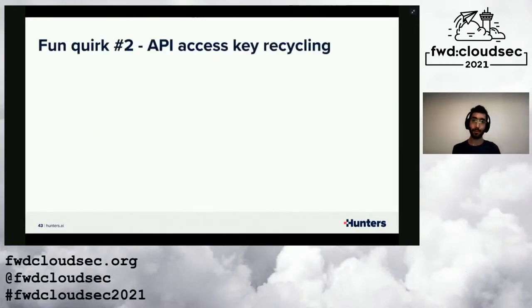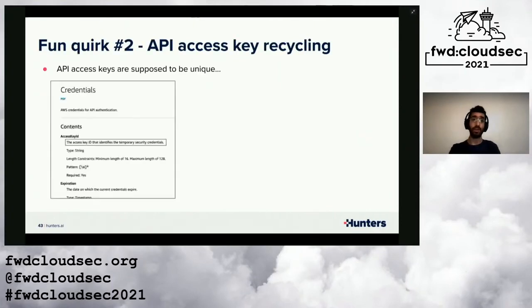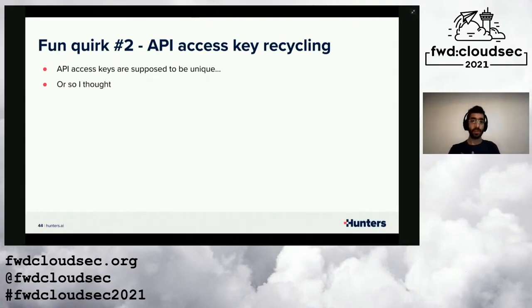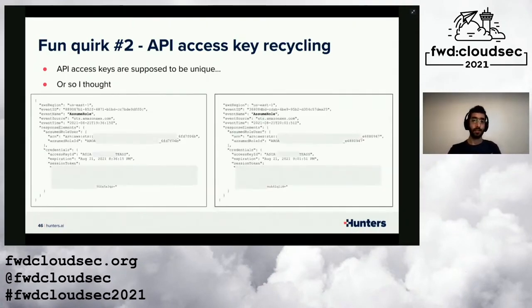And last fun quirk. As we said earlier, API keys are unique, right? They identify uniquely temporary or permanent credentials. However, during research, we discovered two different assume role calls in the same account, within a span of 25 minutes, that produced the exact same access key. In fact, the second set of credentials was generated before the first one even expired. So they existed at the same time, and they actually even had different ARNs belonging to them.